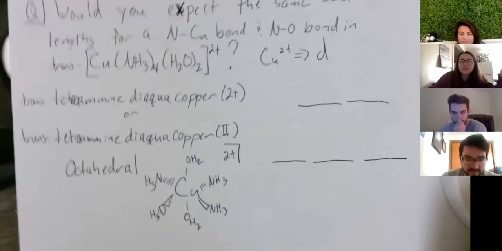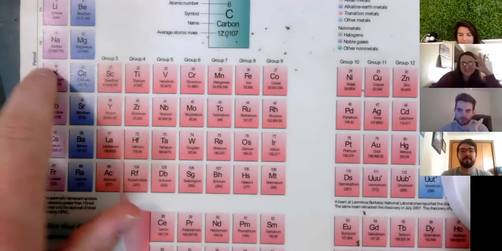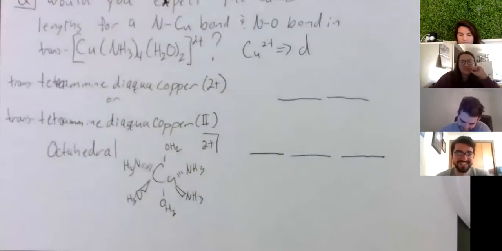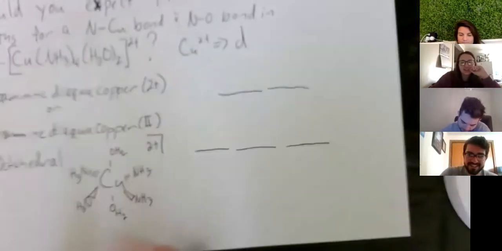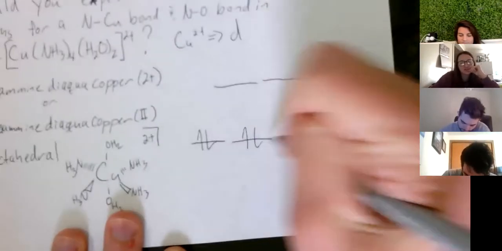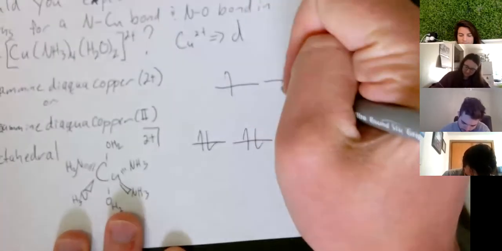Wait, but isn't it 2 plus? The s orbitals, s electrons, get removed first. s orbitals always go away first. Be confident. Okay, so now let's write this out. 1, 2, 3, 4, 5, 6, 7, 8, 9.